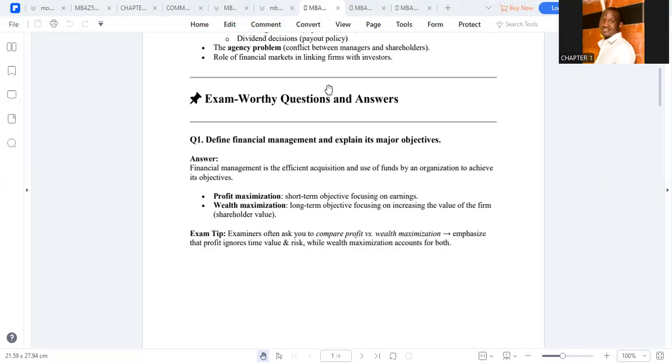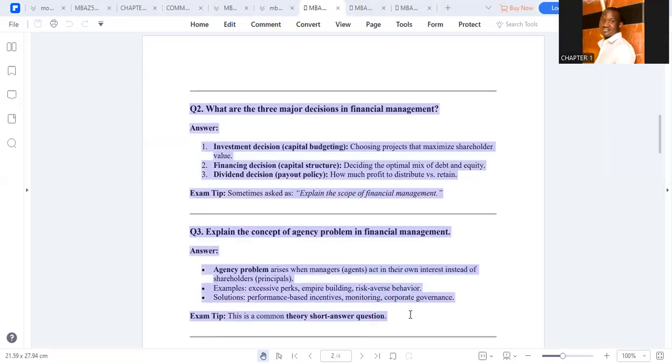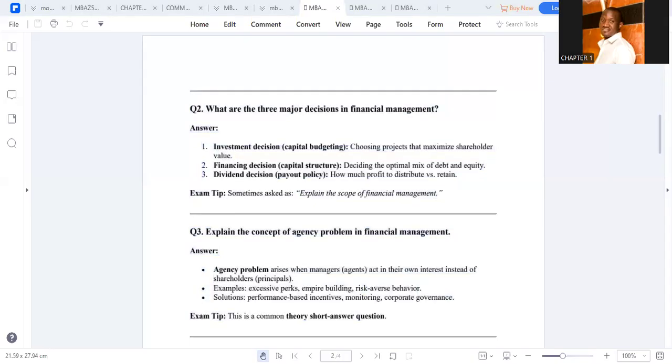Question number two, what are the three major decisions that financial managers make? There are actually four decisions. So what are the three major decisions? We have the financing decisions. What did we say about financing decisions? Financing decisions look at the best mix of debt and equity. So the financial manager wants to balance how much cost of capital and cost of debt must be there, to make a mix that will facilitate the expansion of a company.